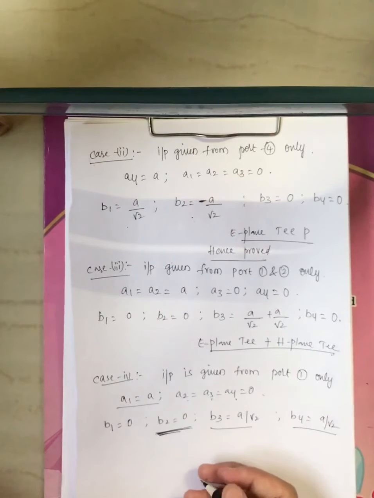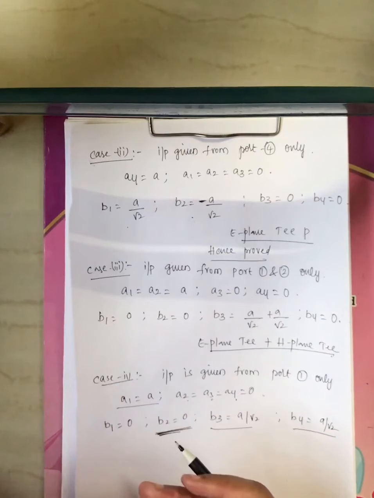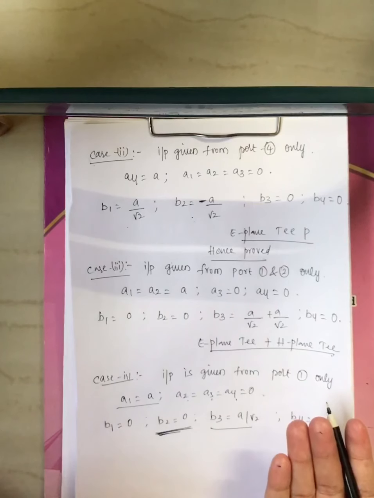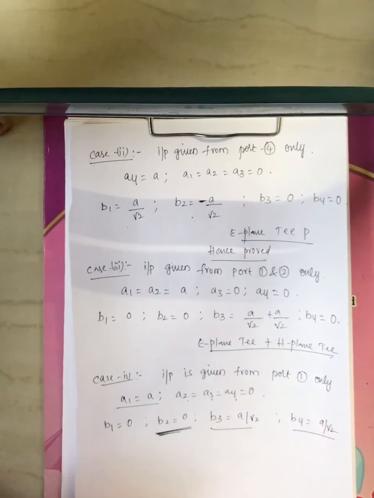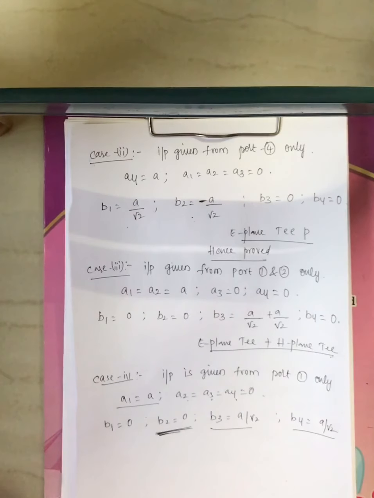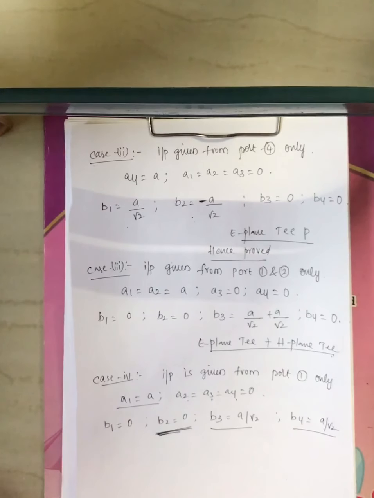Now what is meant by isolated? See, we have seen previously, input given from port 4 results in no output power from port 3, and similarly input power given from port 3 results in no output power from port 4. That means port 3 and port 4 are isolated to each other, because if I give input power from those ports, you won't get any output power from the other port, right?